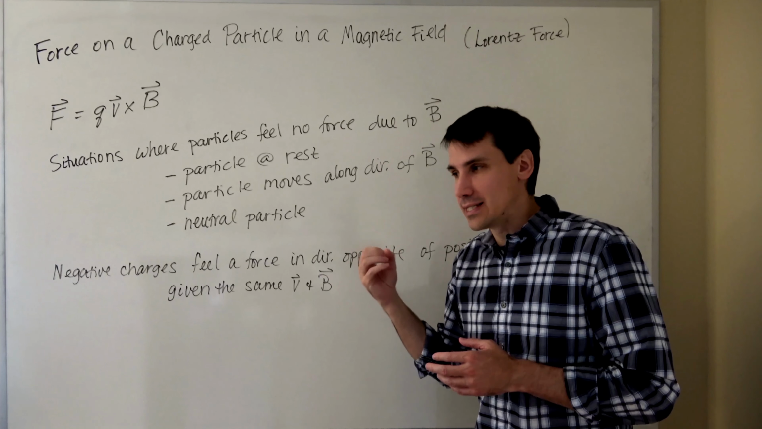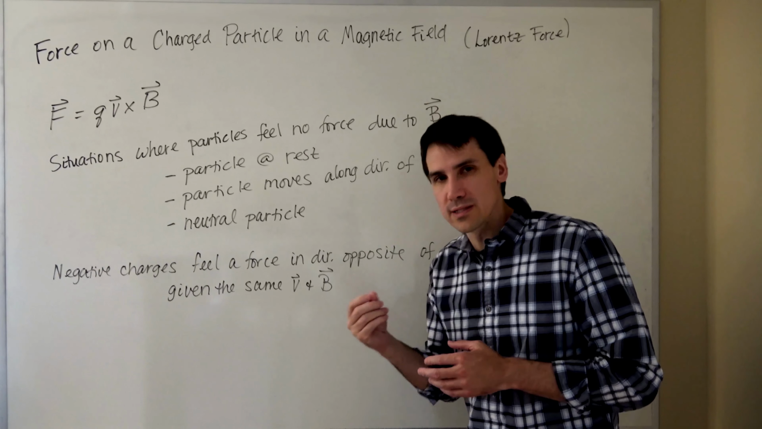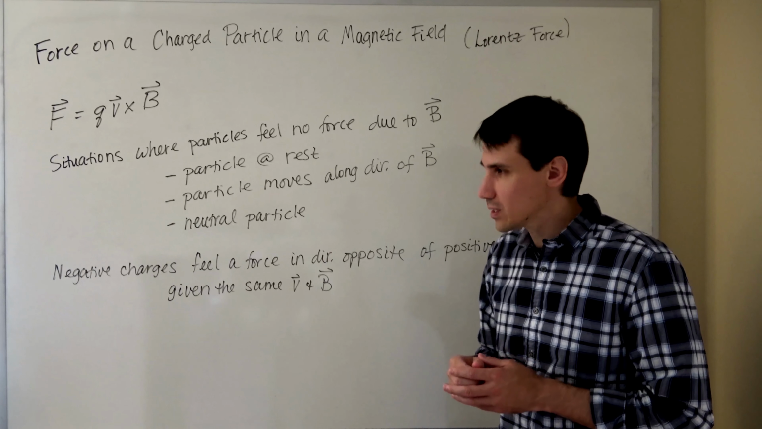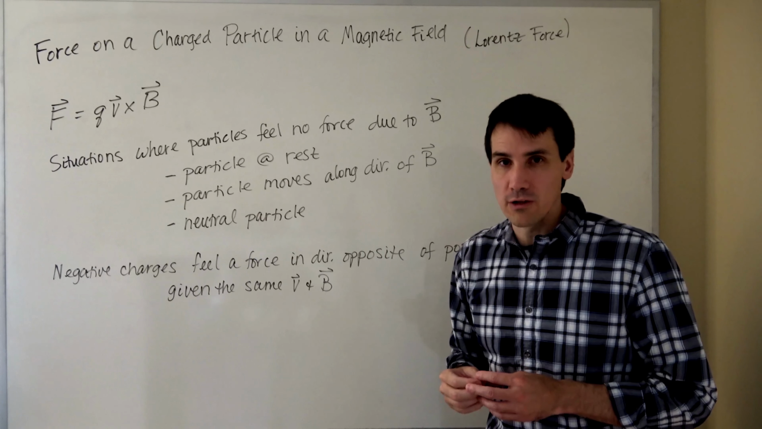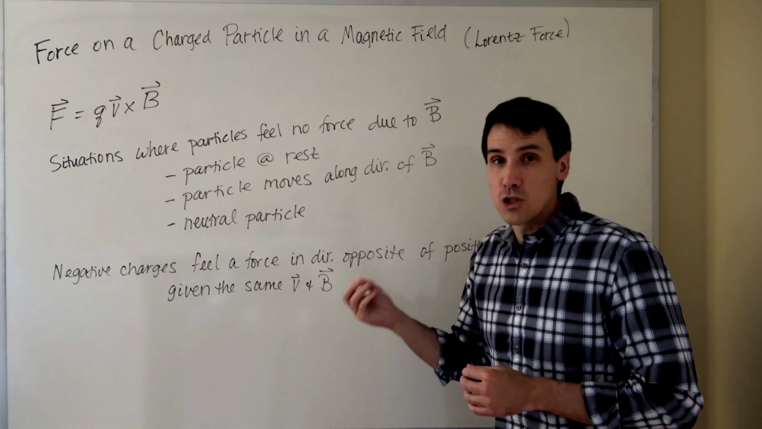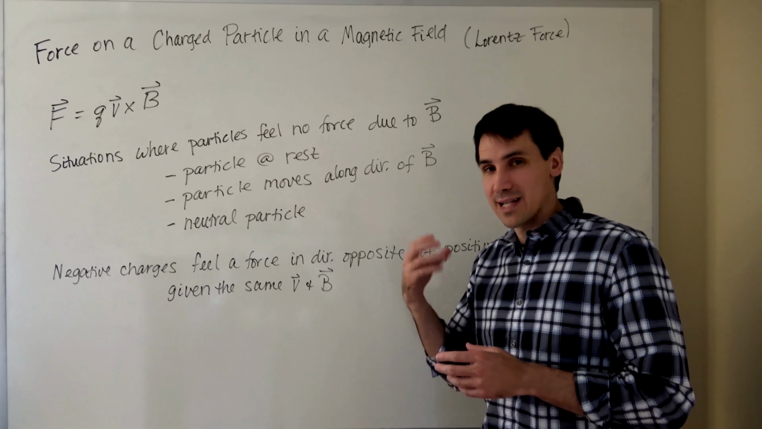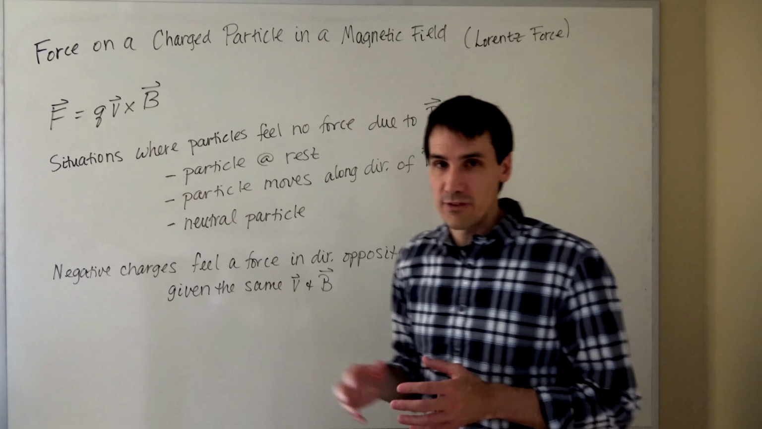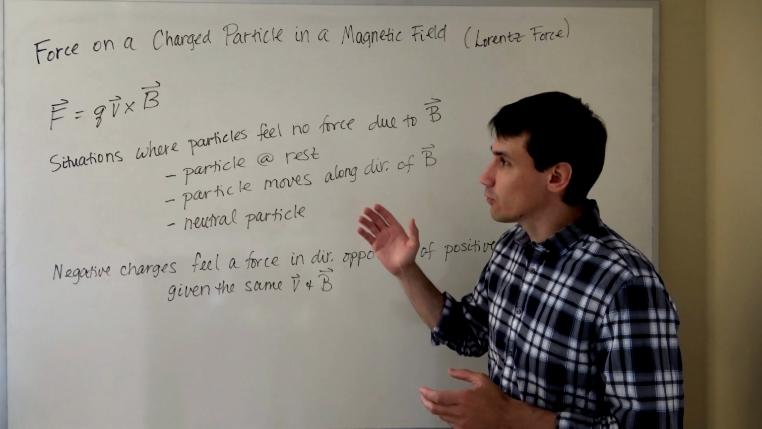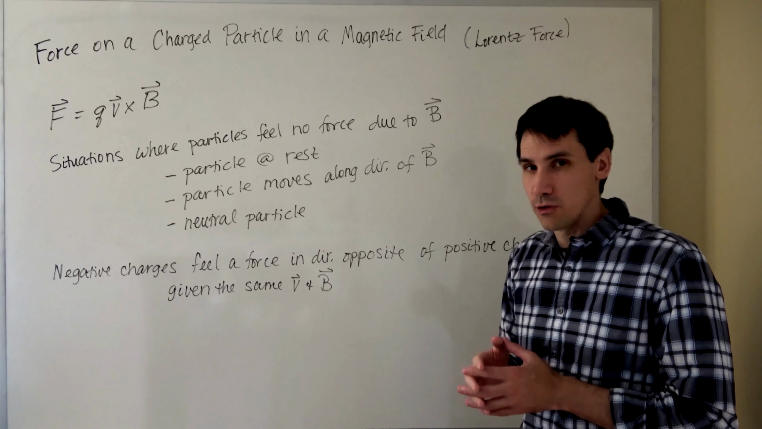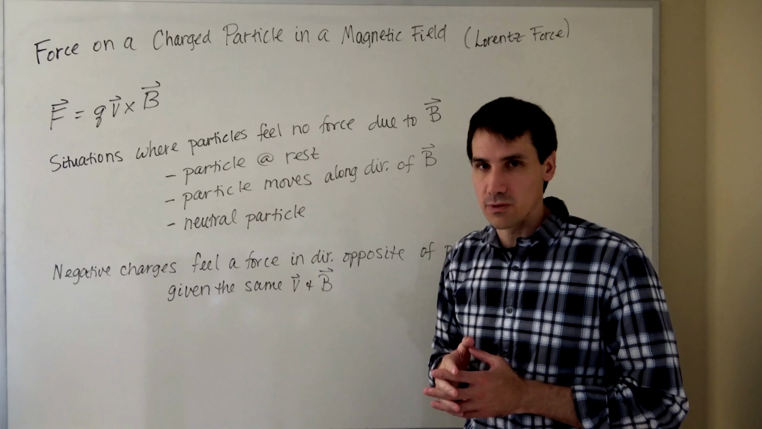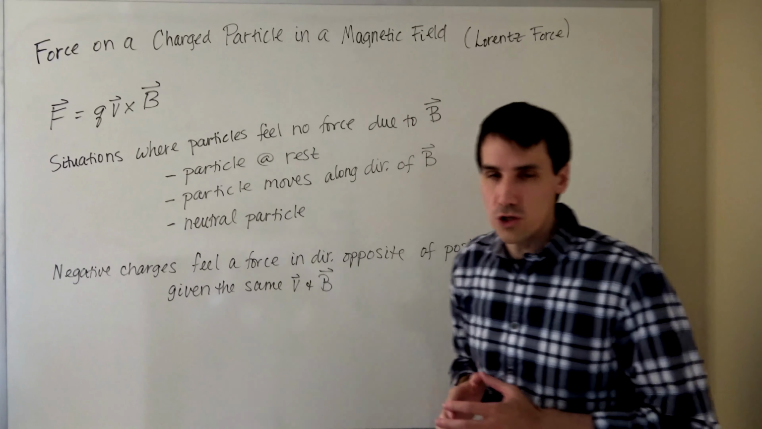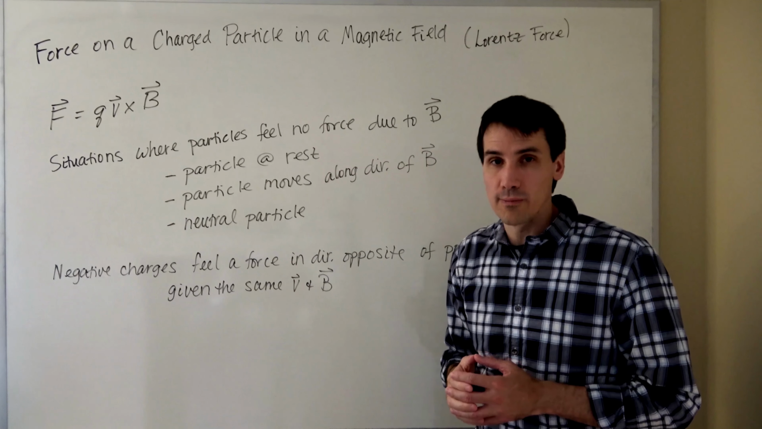This comes from our idea that only the components of the velocity perpendicular to the magnetic field contribute to the magnetic force. If I am moving along the direction of a magnetic field line, then there is no perpendicular component of my velocity. My entire velocity is parallel to the magnetic field, and the cross product of two parallel vectors will always be 0. Therefore, there will be no magnetic force if a particle is moving along the direction of a magnetic field line. Finally, if the particle is neutral, we know that the force depends on charge. If Q is 0, there will be no magnetic force.